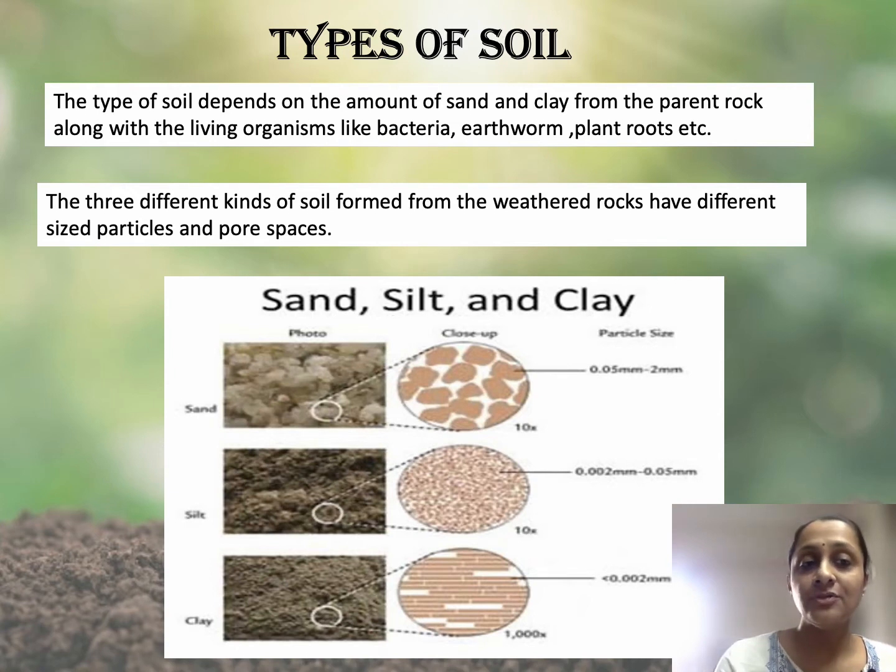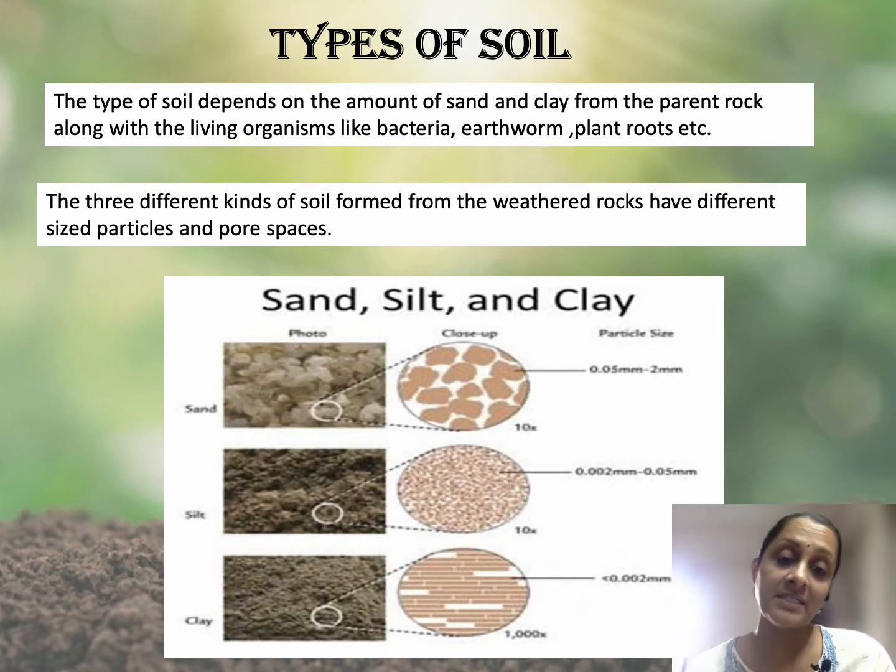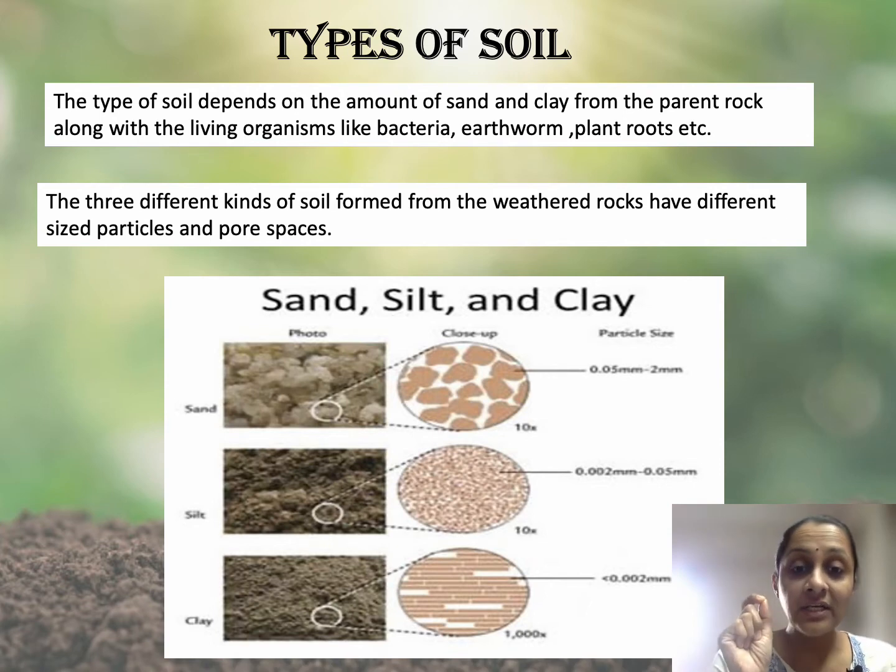So majorly there are three kinds of soil. You will have sand, clay and loamy soil. Silt is near to loamy, but it is far better than loamy. If you see in this image, you can see the size of the grain which is there inside, the size of the sand particle, the clay particle or the loam particle. The particle size is different.